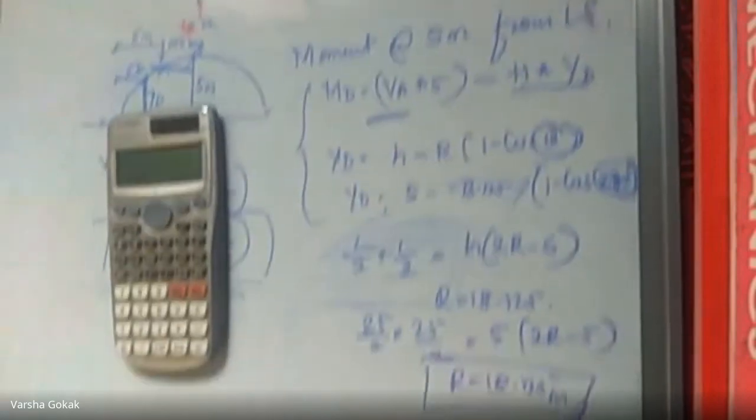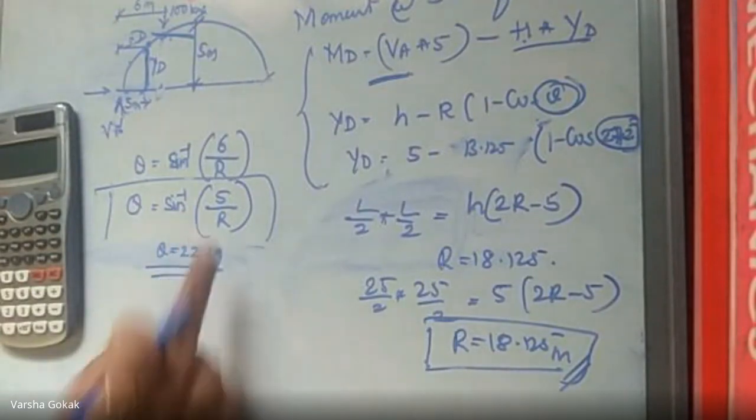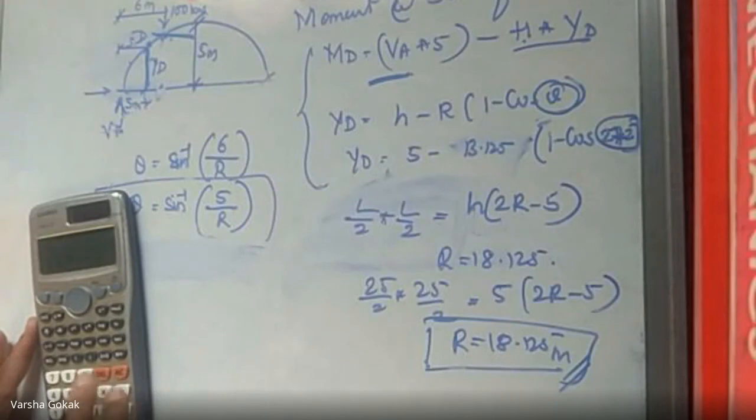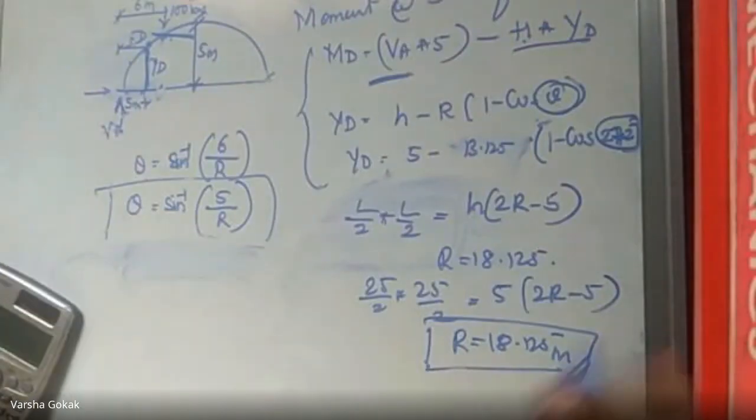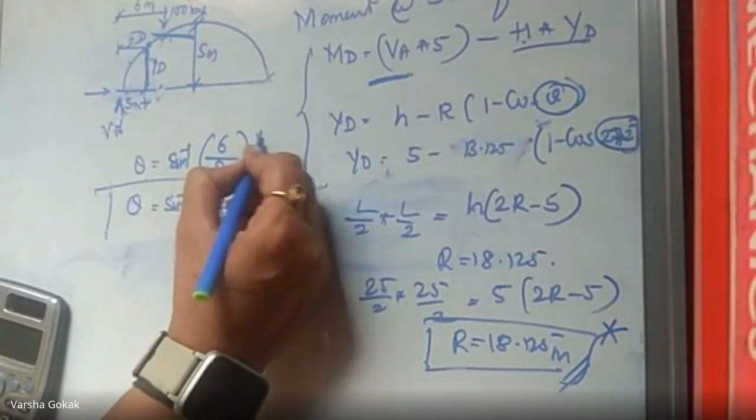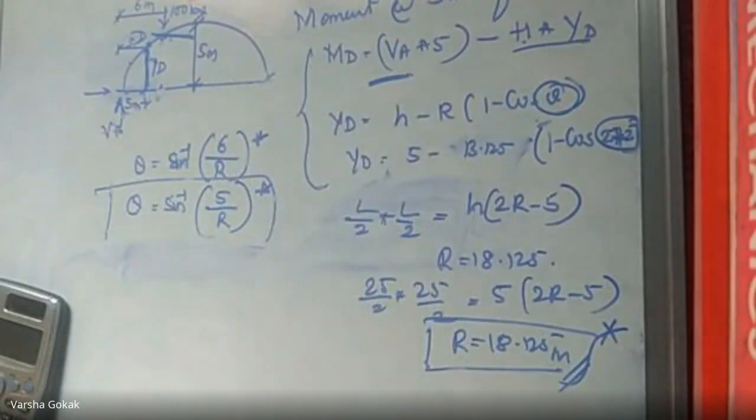That's why the values are varying. So once you get the R value, then based on this R, your theta value will change. 5 divided by that answer, and sine inverse of this answer. How much is your theta? 16.01. Okay. So it is 5 by R. Previously, 6 by R also has to be corrected. And this is 5 by R for YD. Then based on this YD, you will find the moment value.